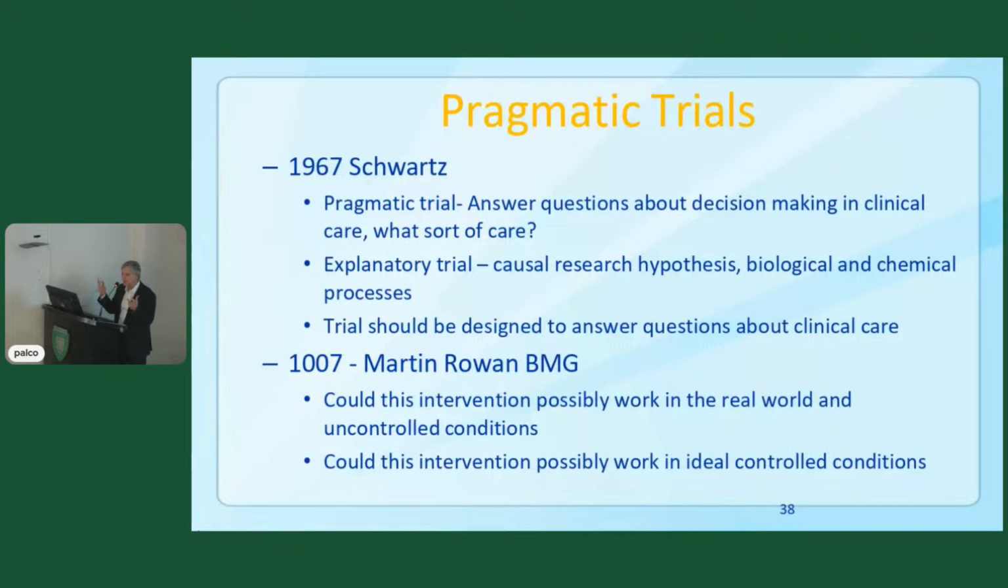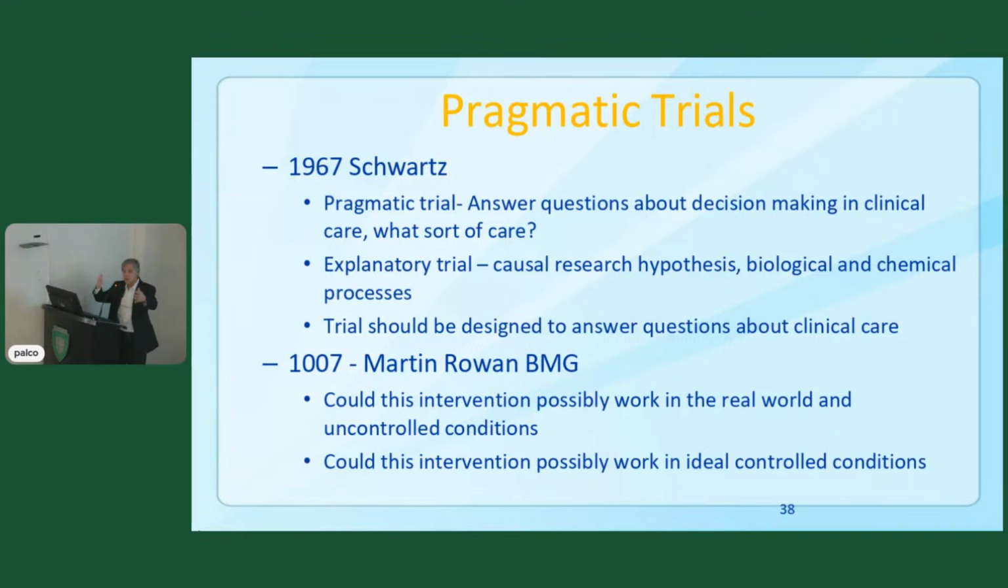he was worried about something else. He said, well, can they answer the question about decision-making in clinical care? What sort of care do I need? Trials should be designed to answer a question about clinical care, not about a relationship between a drug and an efficacy type of thing only. He was already hitting on the issue of effectiveness, real world, on the issue of implementation, on the issue of dissemination. So in 1997, this other researcher said, could this intervention possibly work in the real world in uncontrolled conditions?